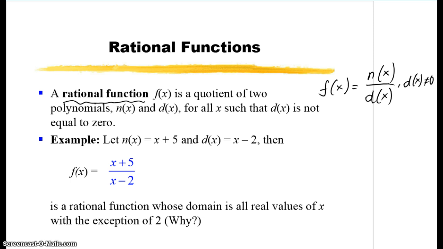That's the key. So, for example, if you take n of x to be the polynomial x plus 5, and d of x to be the polynomial x minus 2, then f of x equaling x plus 5 over x minus 2 gives us a rational function. Notice this is a rational function whose domain is all real values of x, with the exception of 2. And why is that? Again, for the reason we just said in the definition, the denominator can't be 0. If the denominator is 0, then we have division by 0, which is undefined. So we have to be careful. Our domain is restricted to all numbers except 2.